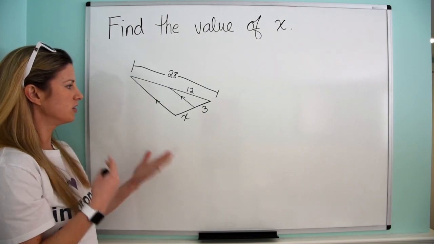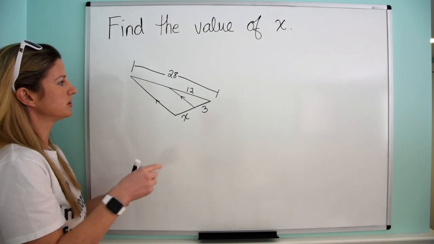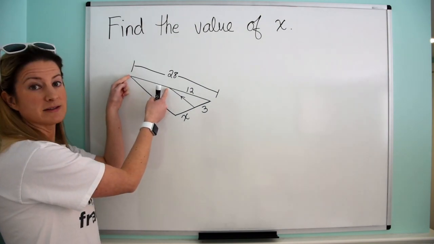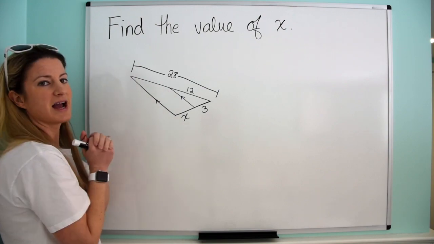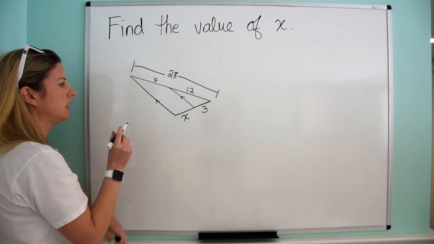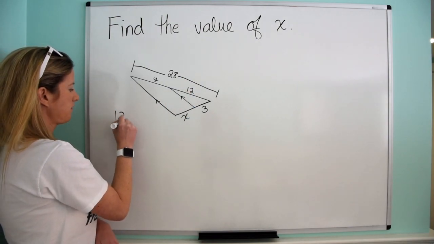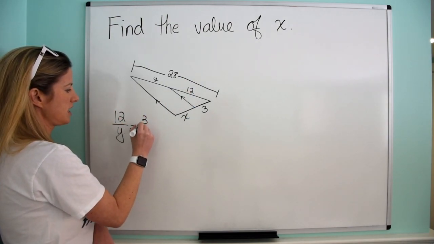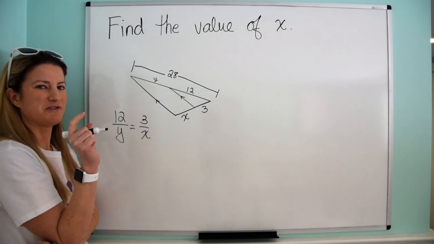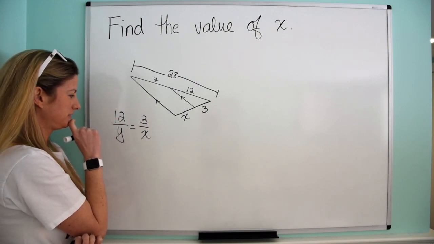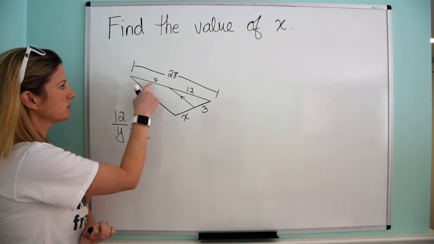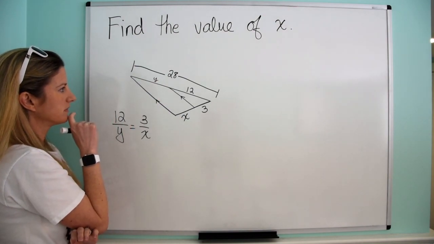I just need to set up those ratios and set them equal to each other. The only thing I notice is that I don't have this piece, and I'm not exactly sure what to do. So maybe I'll just call it y and see what happens. So 12 is to y as 3 is to x. Uh-oh. I have two variables, and I'm not going to be able to solve for x if I also have a y. So I'm wondering if there's a way I can write y in terms of something.